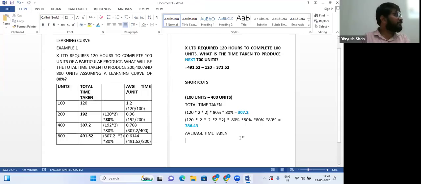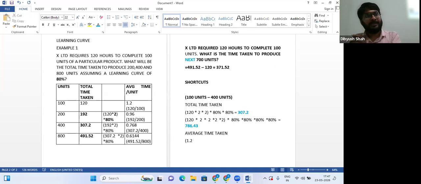Average time also I can do the same. Average time I don't need to double also. Remember this now. Again, I'm showing it to you. Last trick. Average time, the beauty is it will, and remember this word, it will keep on reducing by the amount of learning curve. Every time the production doubles. See the word. It will keep on reducing by the amount of learning curve. Every time it doubles.